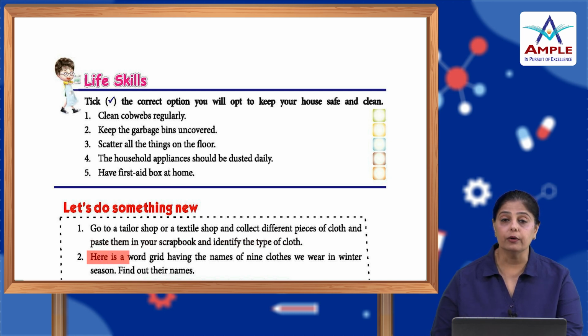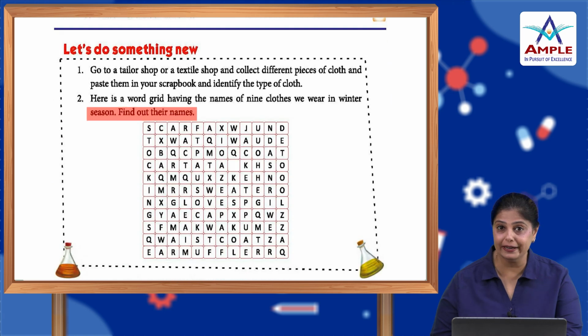Okay. Now, here is a word grid, with the names of 9 clothes we wear in winter season. You have to find them out. For example, it can be gloves. It can be a muffler. So, I have already given you a hint of 2 words. Now, the rest of them you have to find.